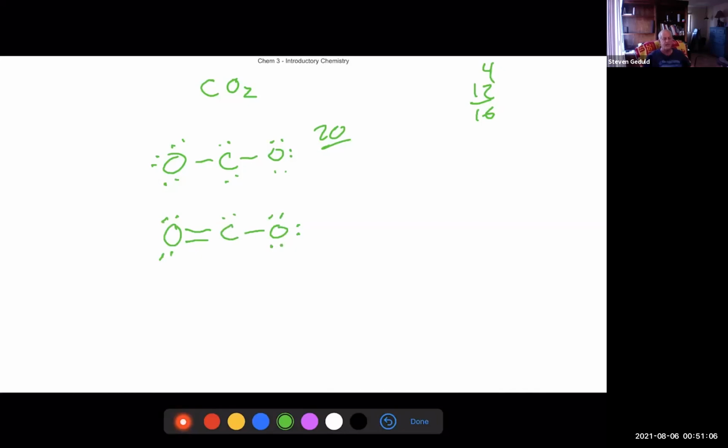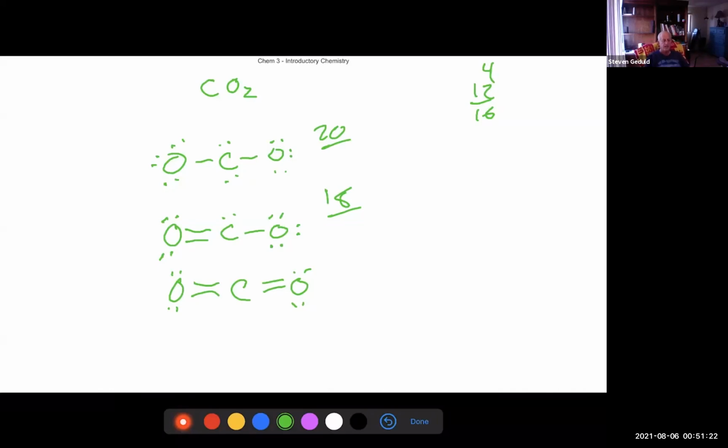Okay, everything has 8 electrons, so count. 2, 4, 6, 8, 10, 12, 14, 16, 18. Still only get to 16. Make a second double bond. Put it on the other side also. Now everything has 8 again. 2, 4, 6, 8, 10, 12, 14, 16. And you have 16 electrons.